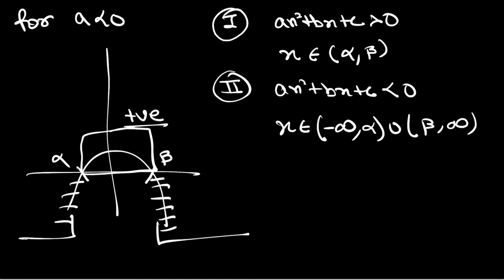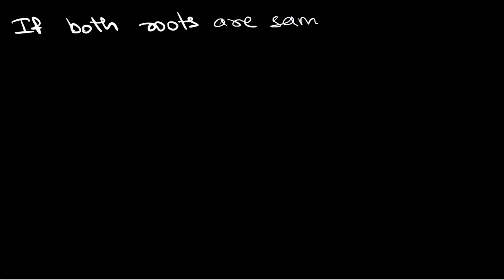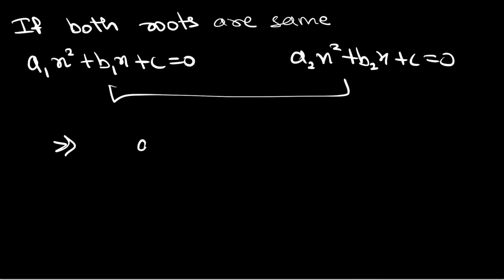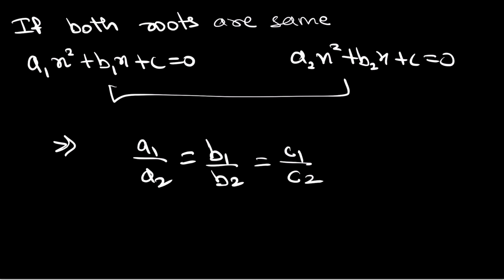Now moving on, we see certain special identities for which quadratic equations are really wonderful. If both roots are the same for a1 x square plus b1 x plus c1 equal to 0 and a2 x square plus b2 x plus c2 equal to 0, both of them have the same roots, then a1 by a2 equal to b1 by b2 equal to c1 by c2. I hope you remember this identity. This is an important identity.